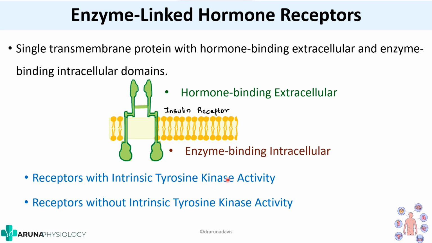So what is this tyrosine kinase? See, tyrosine kinase is a type of protein kinases. That means it can phosphorylate different proteins. So there are receptors which has got intrinsic tyrosine kinase activity and there are receptors without intrinsic tyrosine kinase activity, which means they'll have to depend on other cytoplasmic tyrosine kinases. Okay, so that is how we classify enzyme linked hormone receptors. So now we'll see each one by one.